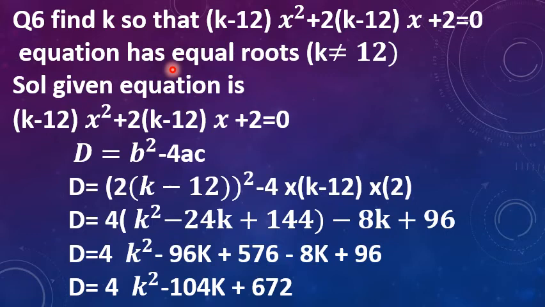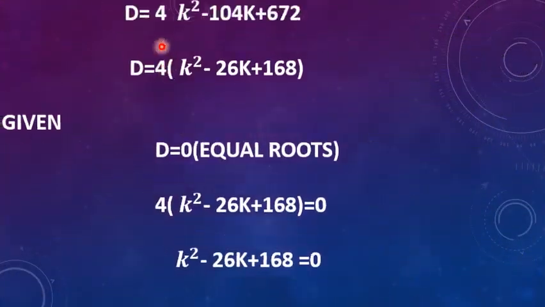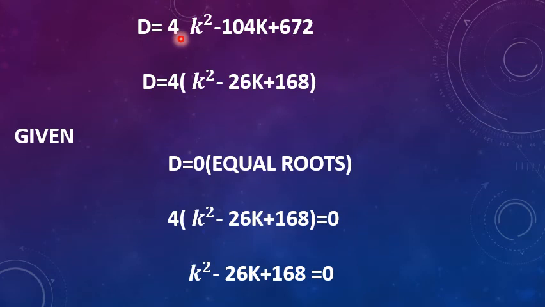So first of all we will find the discriminant. We know that our discriminant is D equals b square minus 4ac. Here b is the coefficient of x, a is the coefficient of x square, and c is the constant term. On putting all the values and solving, we get D equals 4k square minus 104k plus 672.